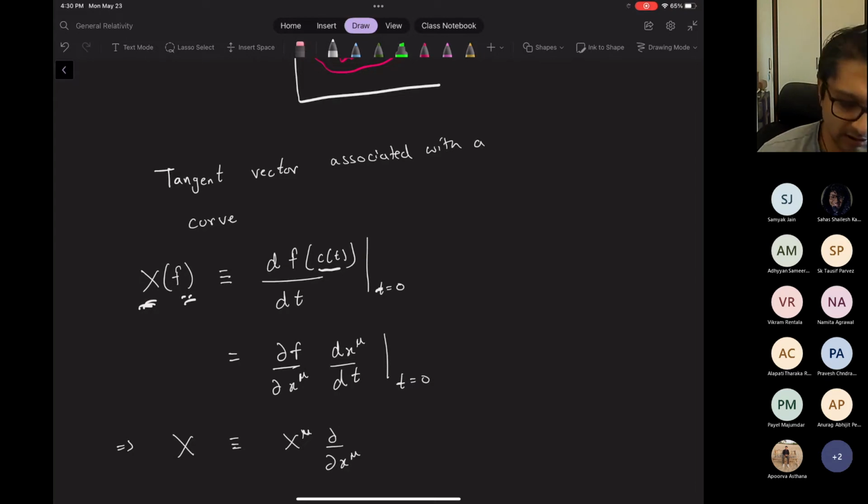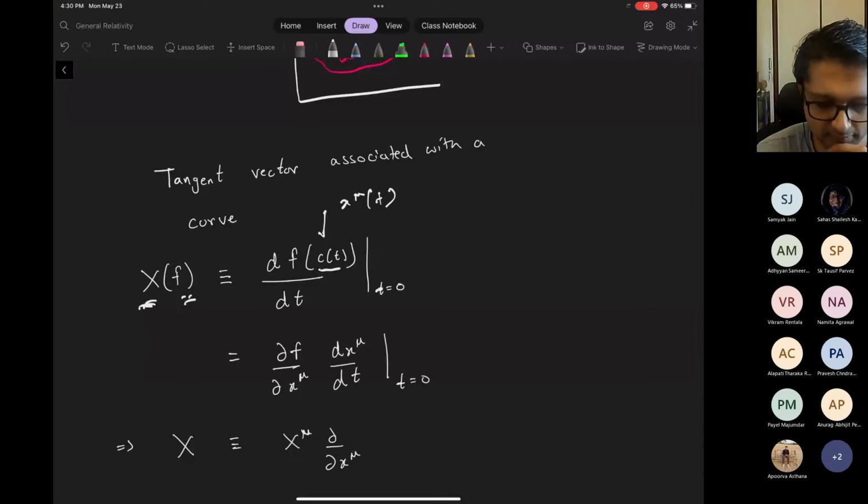And we saw that this can be written as partial f partial x mu, by the chain rule. f depends on where I am, which is on the coordinates x mu of t. So I can differentiate with respect to the coordinates x mu, and therefore each coordinate can be differentiated with respect to t. And this is a summation over mu, which is implicit.